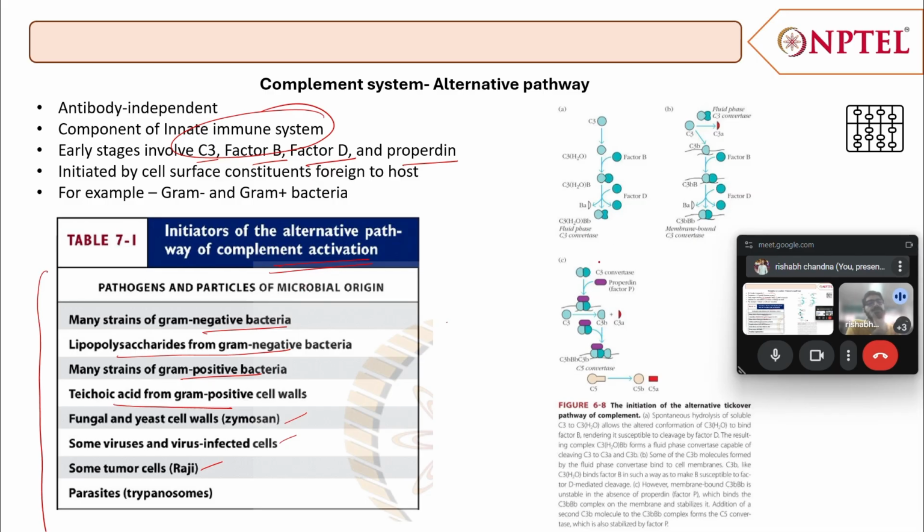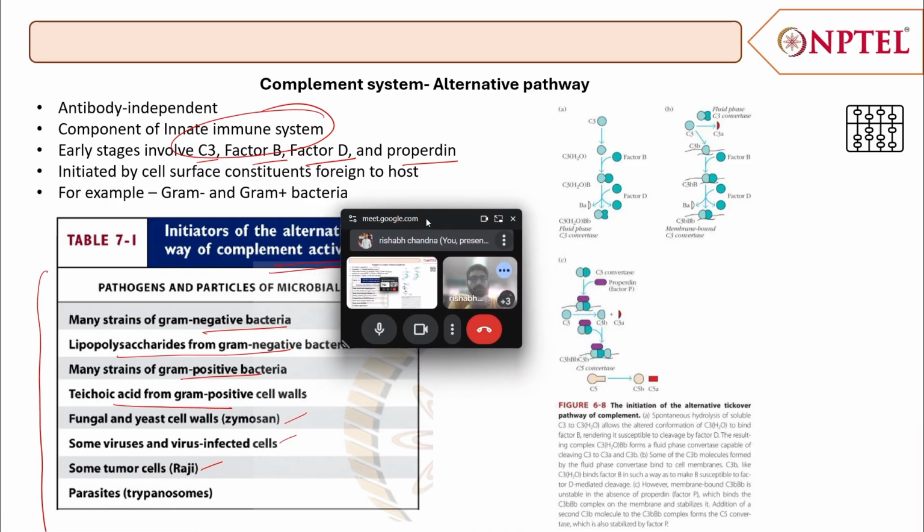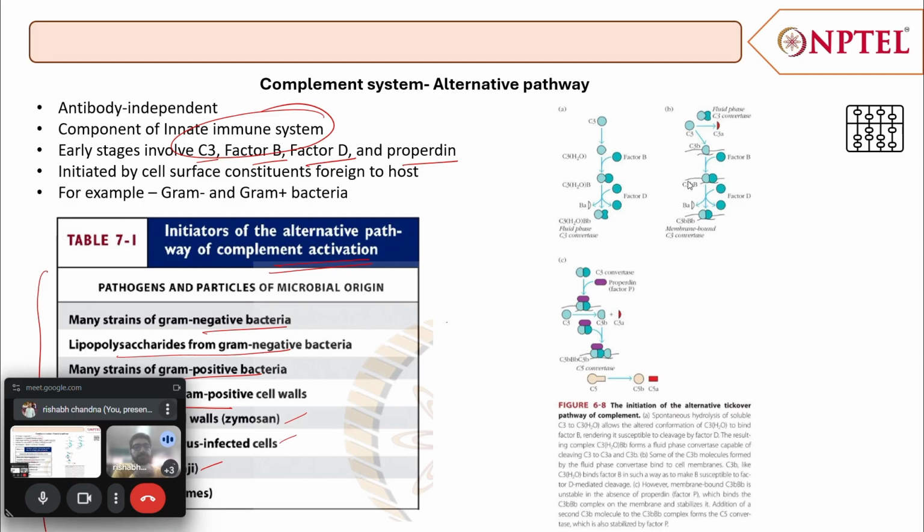Okay, so now we'll see how it gets activated. As you can see here, the important component is C3. So now what happens is C3, when it is hydrolyzed, it is termed as C3(H2O). It recruits factor B, another protein that is involved in the complement pathway. After attaching to factor B, it recruits factor D that cleaves it into a small and a large domain, that is Ba and Bb.